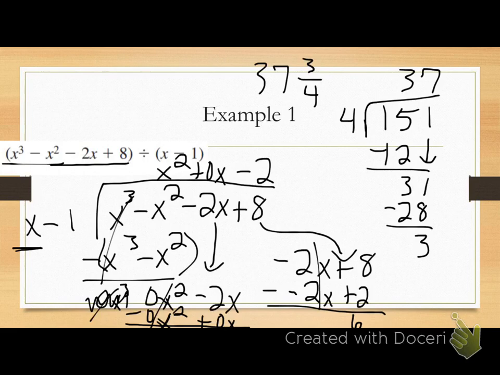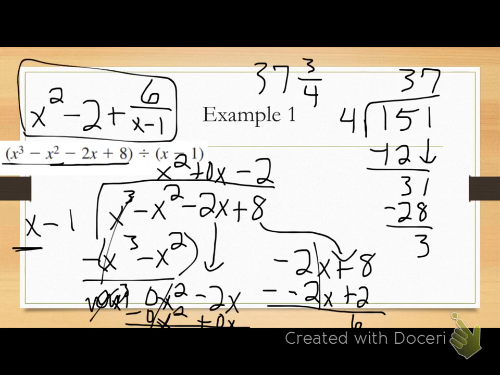So do I need to include the 0x now in my answer? Not in my answer, I don't need to include it. What's my remainder? 6. And this is going to be plus. So 6 is going to be my numerator. What would my denominator be? X minus 1. There would be my answer.